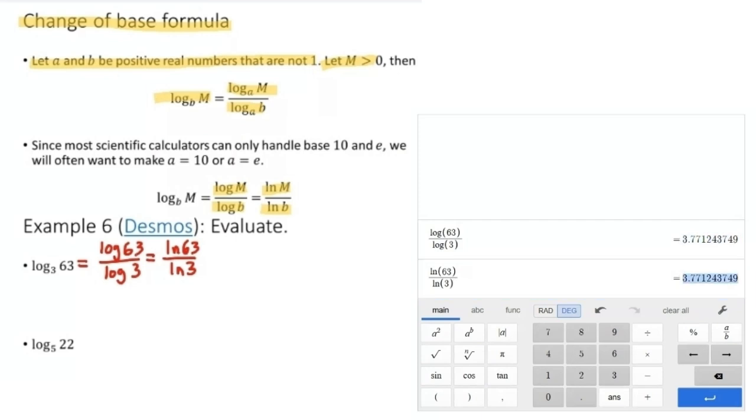So it does not matter which you pick, you just need to use one variation of the change of base formula, either base 10 or base e, common log or natural log. Whichever one you choose, log base 3 of 63 will be approximately 3.7712.